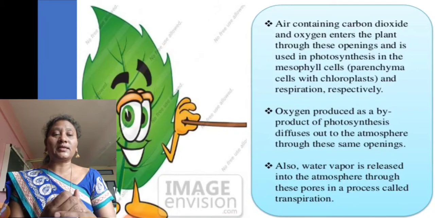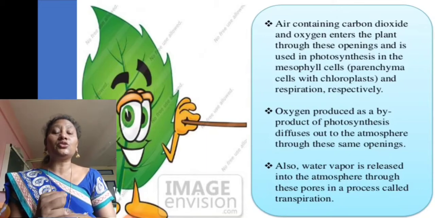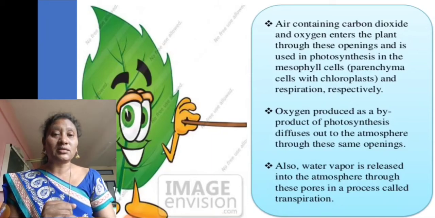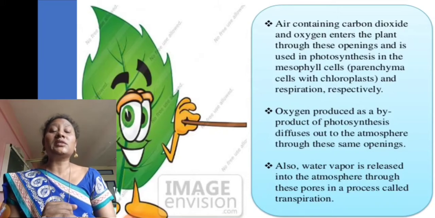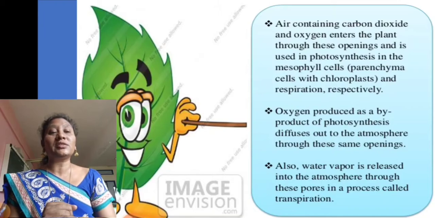Mesophyll and parenchyma cells contain chloroplasts for photosynthesis and carry out respiration respectively. The leaf contains a special tissue that we call mesophyll tissue. This mesophyll tissue is made of parenchyma. When we studied tissues in your 9th class, parenchyma had two types of cells, parenchyma and chlorenchyma. This chlorenchyma is located in the mesophyll. It has a rich content of chlorophyll, which helps to trap solar energy and maintain photosynthesis. Oxygen produced as a byproduct of photosynthesis diffuses out into the atmosphere through these openings.